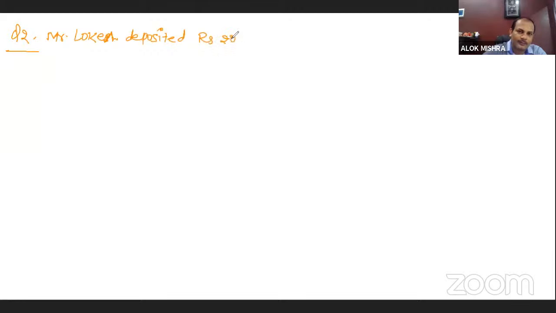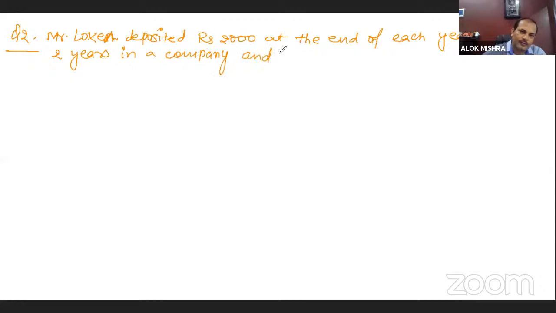Deposited rupees 2000 at the end of each year for 2 years in a company and received rupees 4,200 as the accumulated value.